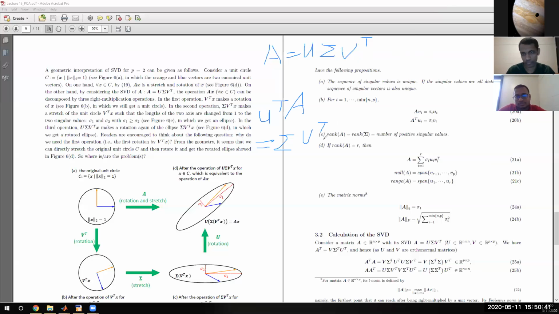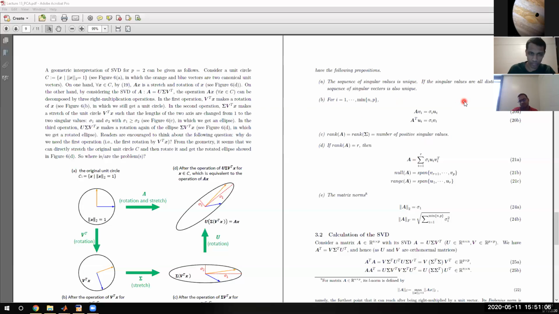And the third one is even easier. The rank of A is equal to the rank of sigma, which equals the number of positive singular values. Why? Because A equals U sigma V transpose, right? U and V are unitary. Of course, V transpose is also unitary. Unitary means a full-rank matrix, right?